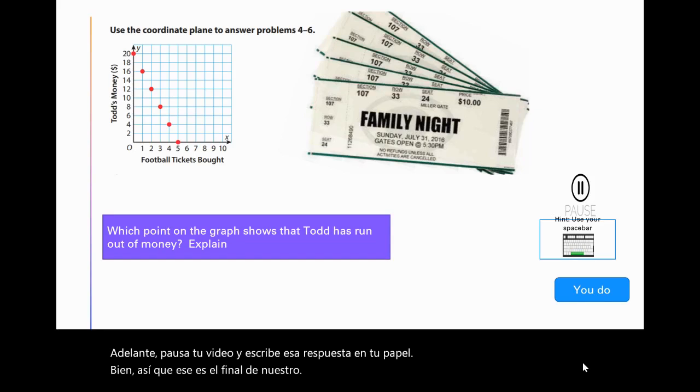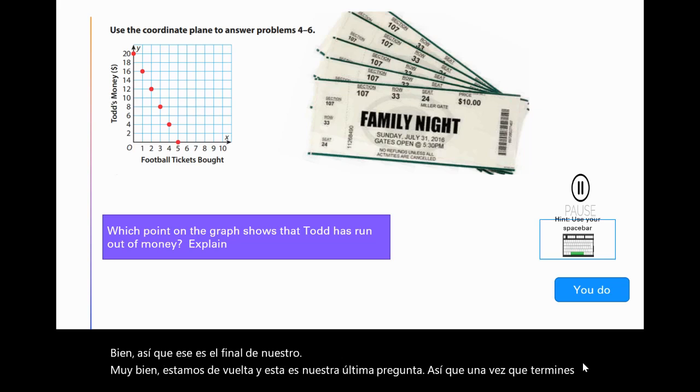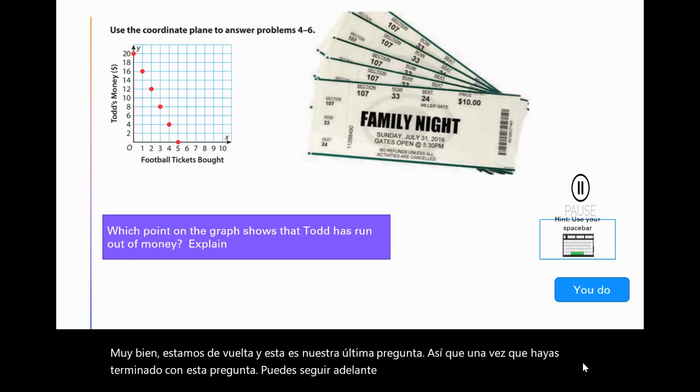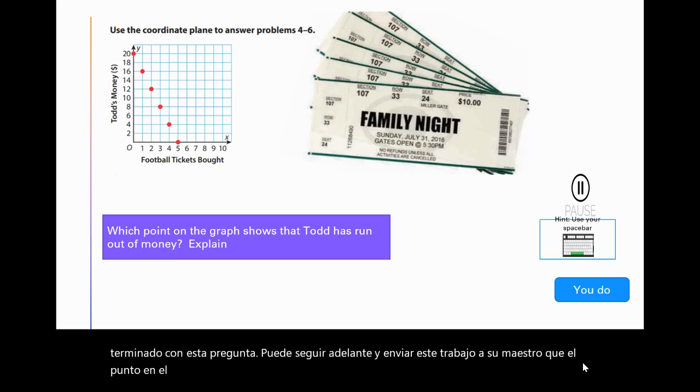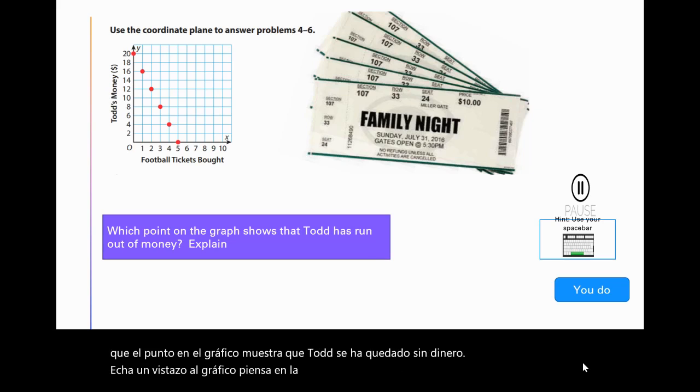All right, we're back, and here's our last question. Once you're done with this question, you can go ahead and send this work to your teacher. Which point on the graph shows that Todd has run out of money? Take a look at the graph, think about the x and y axes and what they mean, and write down your answer.